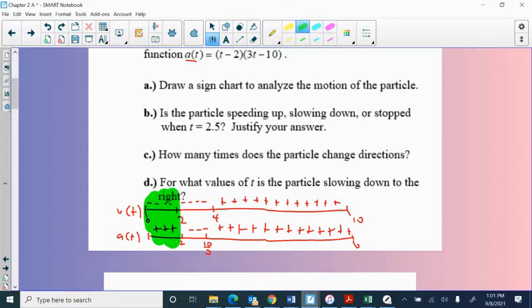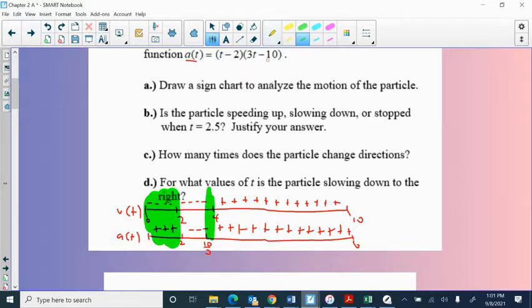Right, very good. So anytime they don't match, they're slowing down. Anytime they match, they're speeding up. Anytime they don't match, they're slowing down. So I actually have a thin little spot right here that's also slowing down. Okay, so then where does 2.5 land? 2.5 lands right here. So you take a look at the signs. They're both negative. So I'm speeding up.